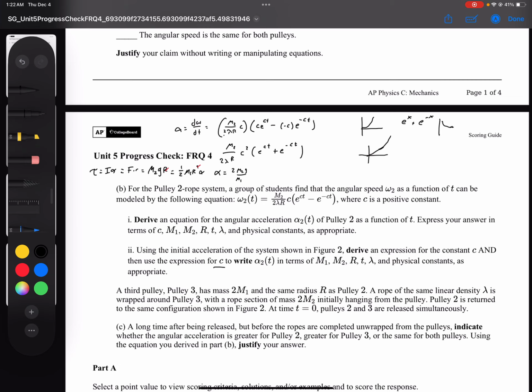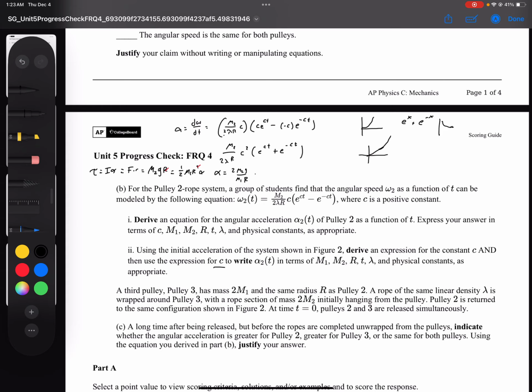So then, in order to solve for C, I'm going to set t equal to 0. So I'm looking at the initial angular acceleration, and that's going to allow me to solve for C. So I have here 2m2g. Wait, hold on a second. I messed up one of my r's. I got rid of one of the r's. Yeah, I forgot an r term here. That's my bad. So here I have alpha is equal to 2m2 times g over m1 times r.